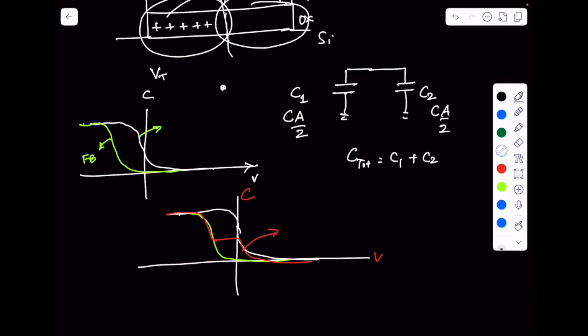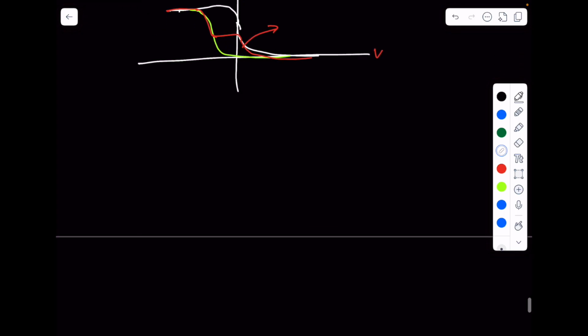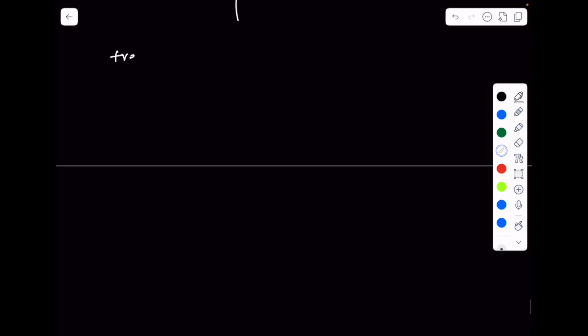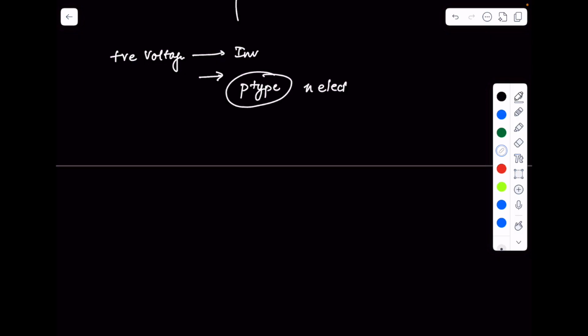So first things first, is it an N-type or a P-type semiconductor? Obviously, given the fact that when you apply a positive voltage, it goes into inversion, indicating that we are creating electrons at the interface, and so therefore this is an NMOS kind of thing. So it's a P-type substrate, right, with electrons in the inversion layer.